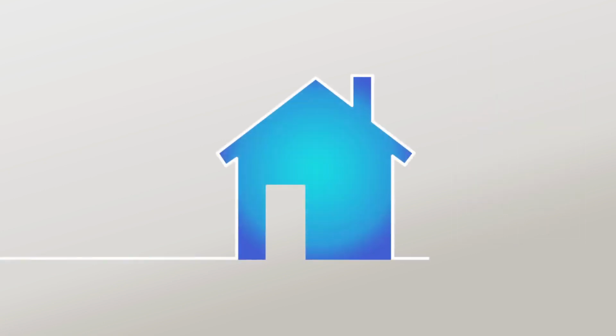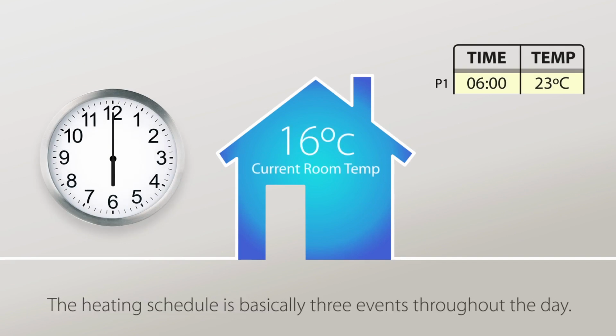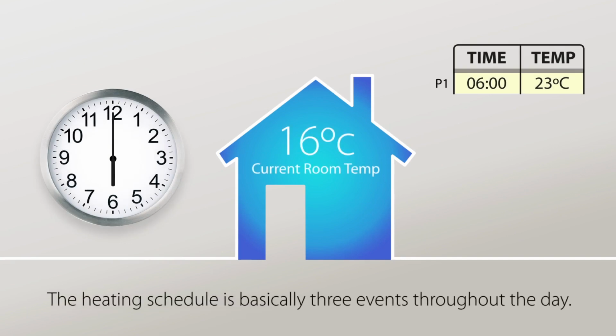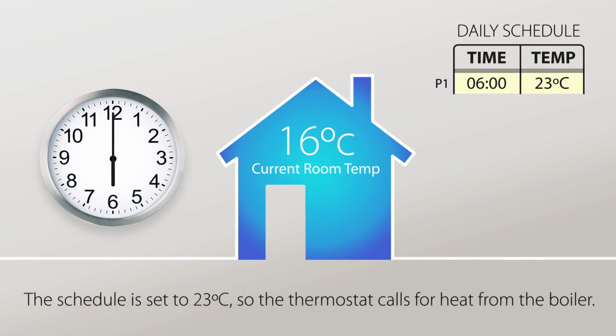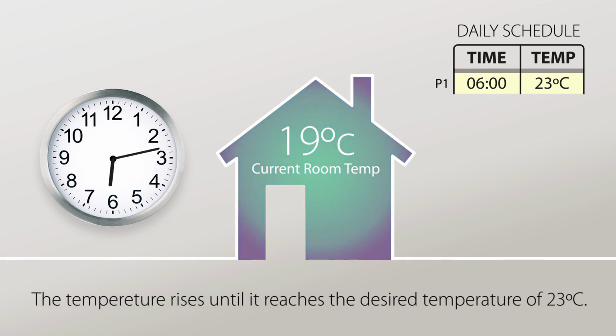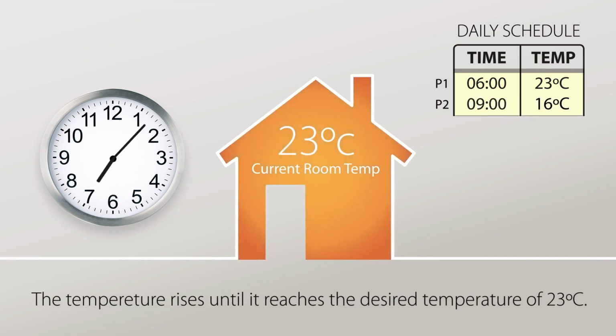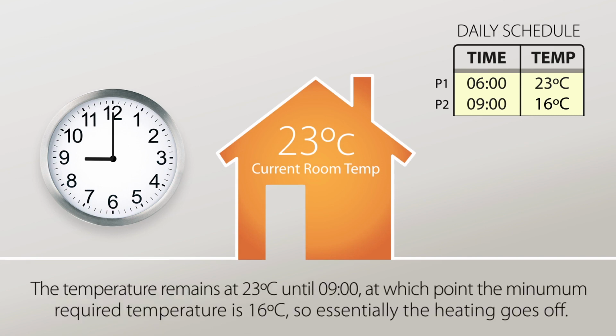At 6 a.m., the current room temperature is 16 degrees. Program 1 is the first on-time and temperature. The temperature is set to 23 degrees, so the thermostat calls for heat from the boiler. The temperature rises until it reaches 23 degrees. Program 2 is the off-time and temperature. At 9 a.m., the minimum temperature required is 16 degrees, so essentially the heating goes off.